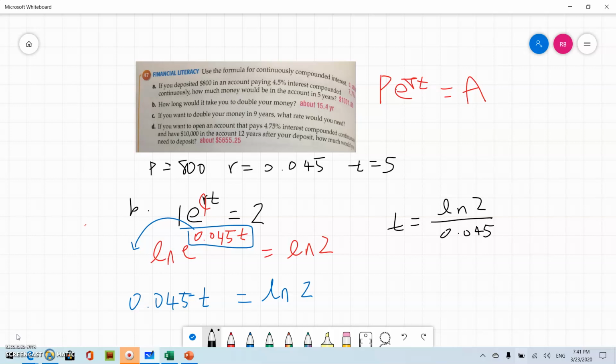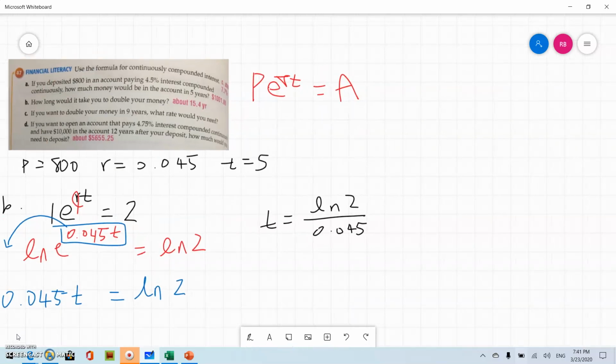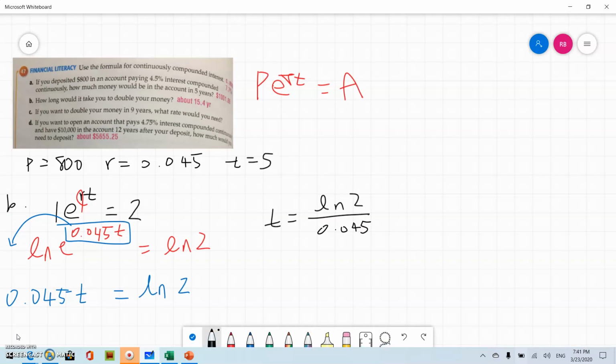Alright, if you want to double your money in 9 years, what rate would you need? So this one is similar to B, but the question is asking for rate, not time. But the setup is very similar. So let's see. You want to double, so A is 2, P is 1, so I'm going to skip that. E to the, I don't know what R is, but I want to make sure that it happens in 9 years. Okay, so do you see how the setup is super similar?